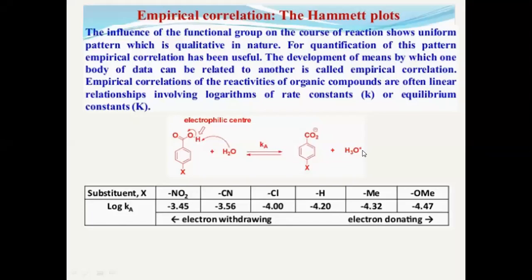So see, empirical correlation to get the Hammett plot, Hammett equation. This is the best or simple example. That is the protonation, ionization of carboxylic acid, benzoic acid.